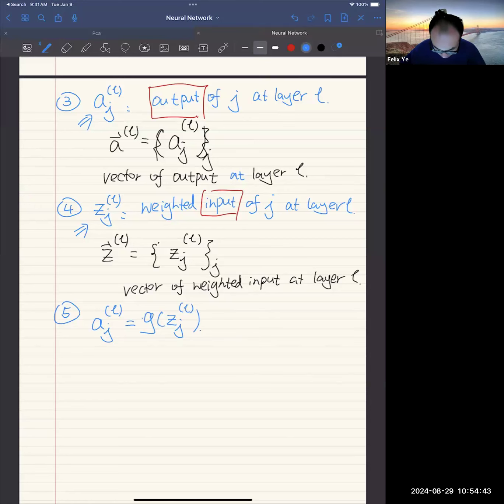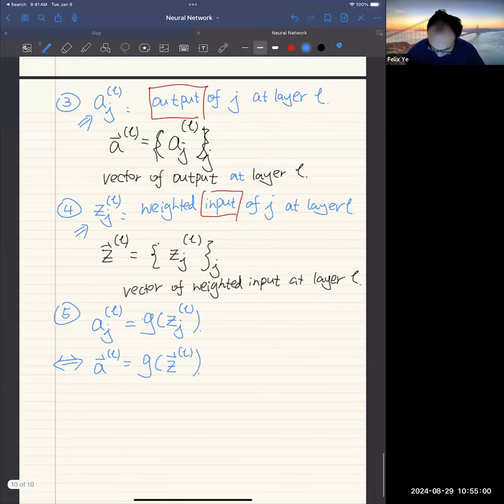And of course, we can vectorize it if we wanted. So the vectorized version is equal to G of ZL. This is a vector, the vectorized version of everything. But this is just applied component-wise, element-wise. So everything passing through the activation function is all element-wise. So this is the activation function.